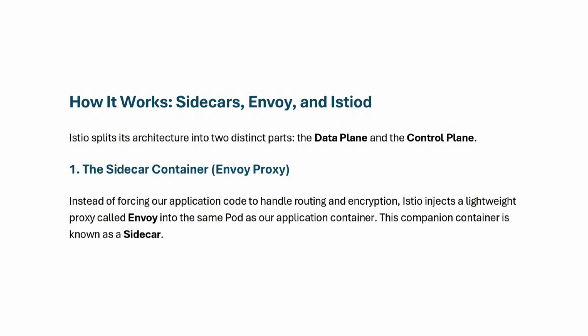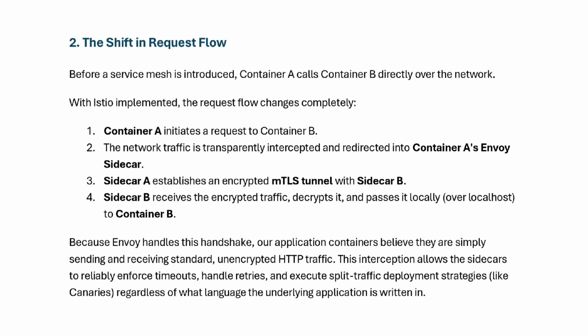That would mean our application would have two containers, and this companion container is called the sidecar. This sidecar container or Envoy proxy will help in routing, encryption, deployment efficiency, Kiali monitoring, and other benefits as well. Second is the shift in request flow.